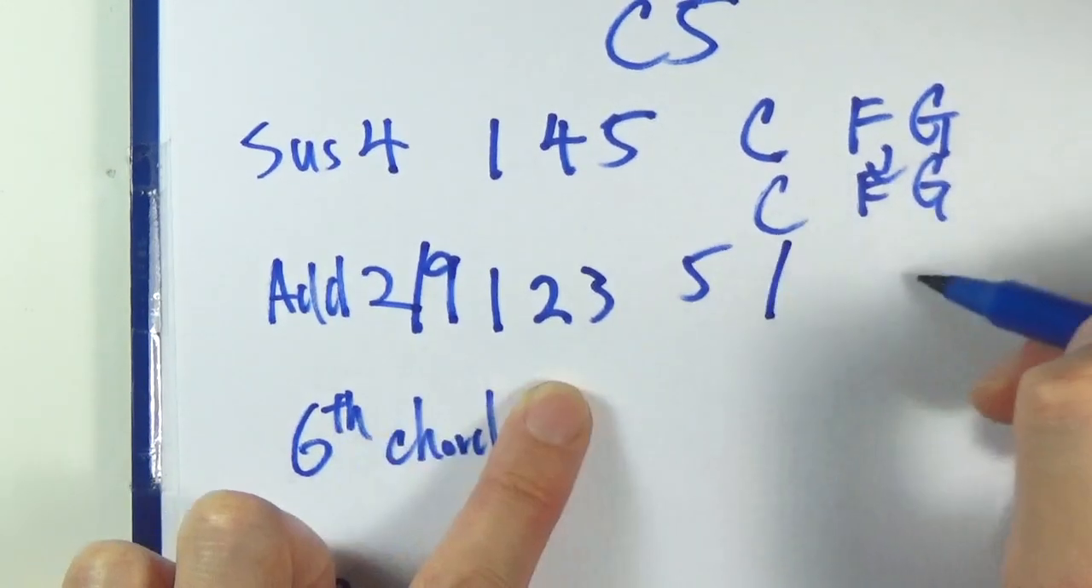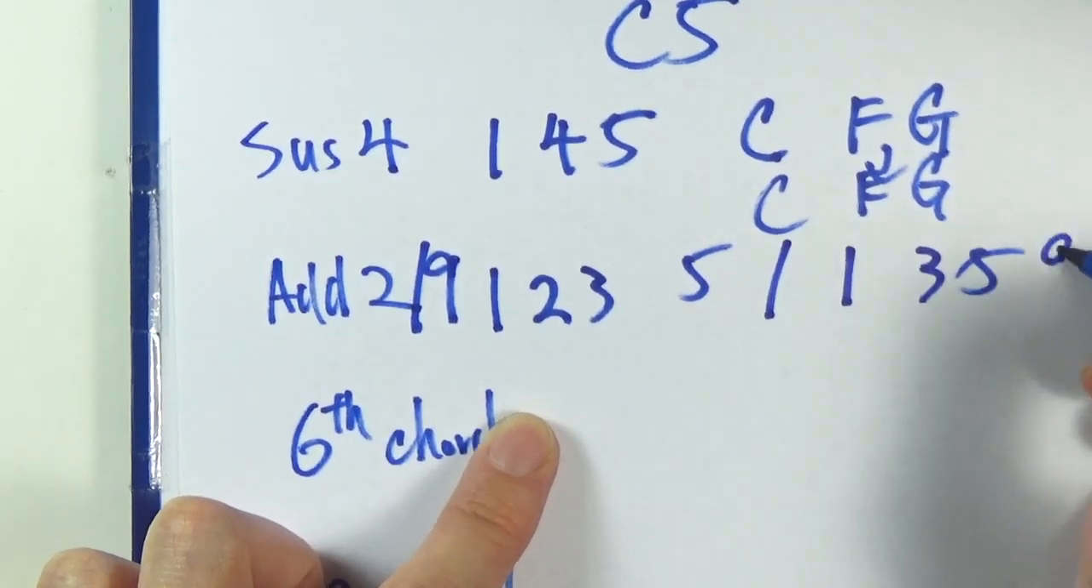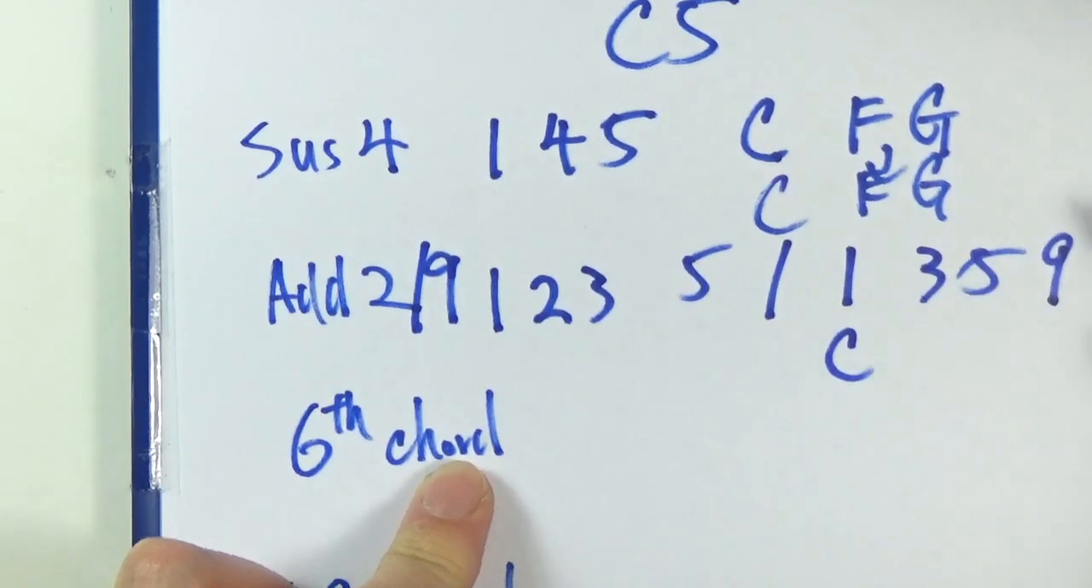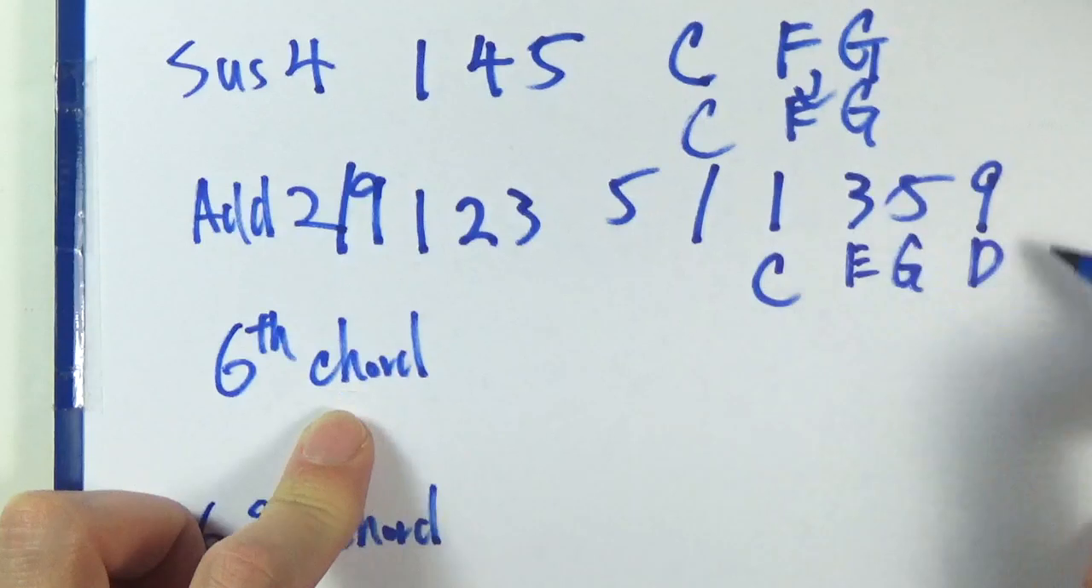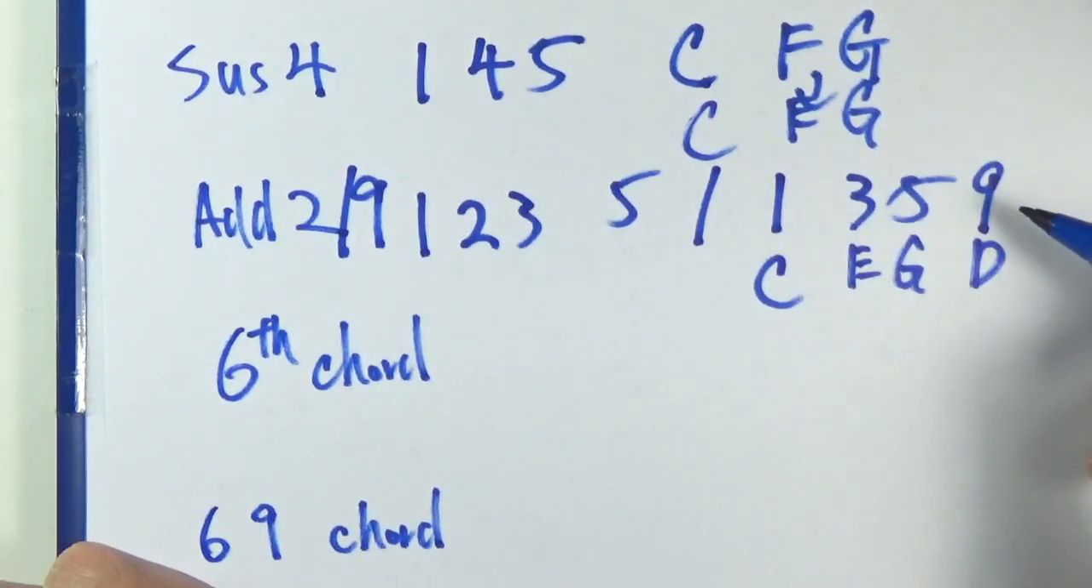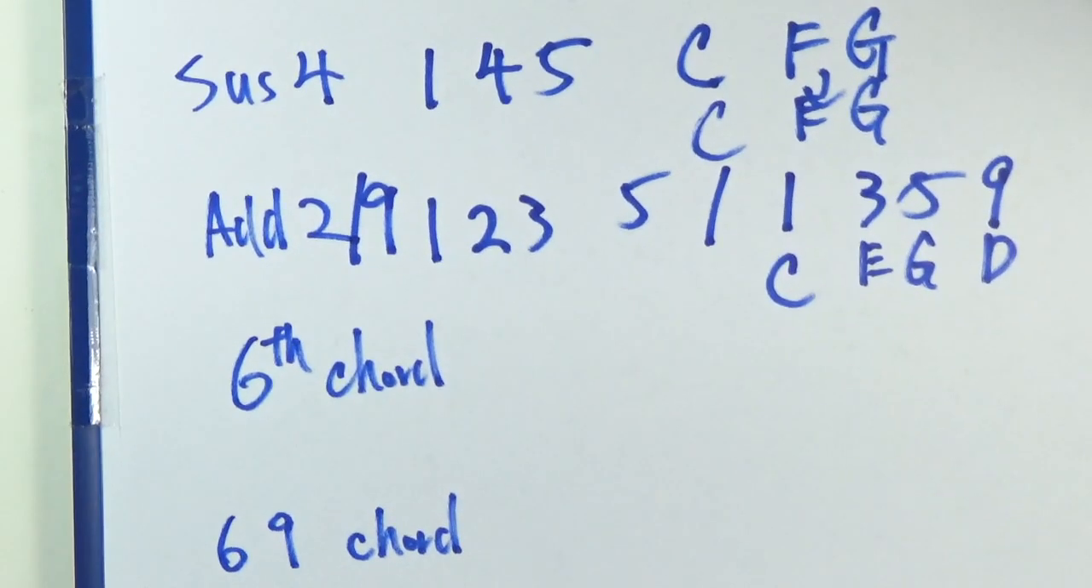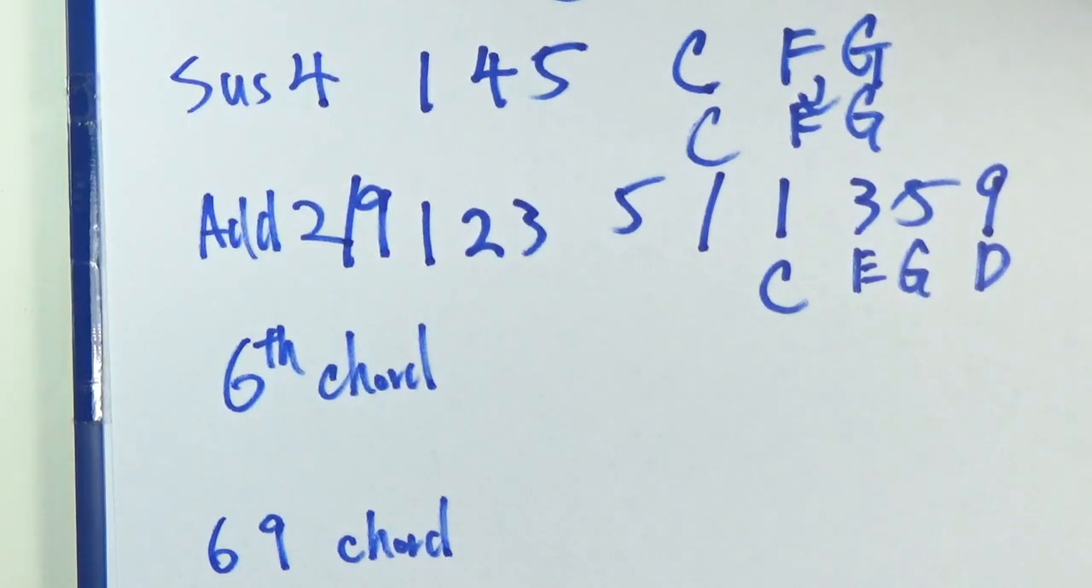So instead of 1, 2, 3, 5, you can do 1, 3, 5, and then a 9. So in C major, for example, that's C, E, G, and then a D. This one is actually more common and probably more pleasing to play. It would sound more pleasing.